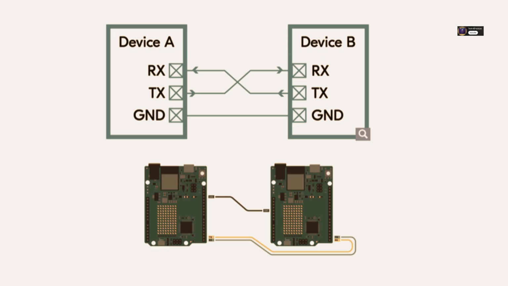Even simpler, you could just blink an LED inside the UART receive interrupt after successfully receiving a specific character. Send the character from your PC, see if the LED blinks. It's basic, but confirms data is arriving.